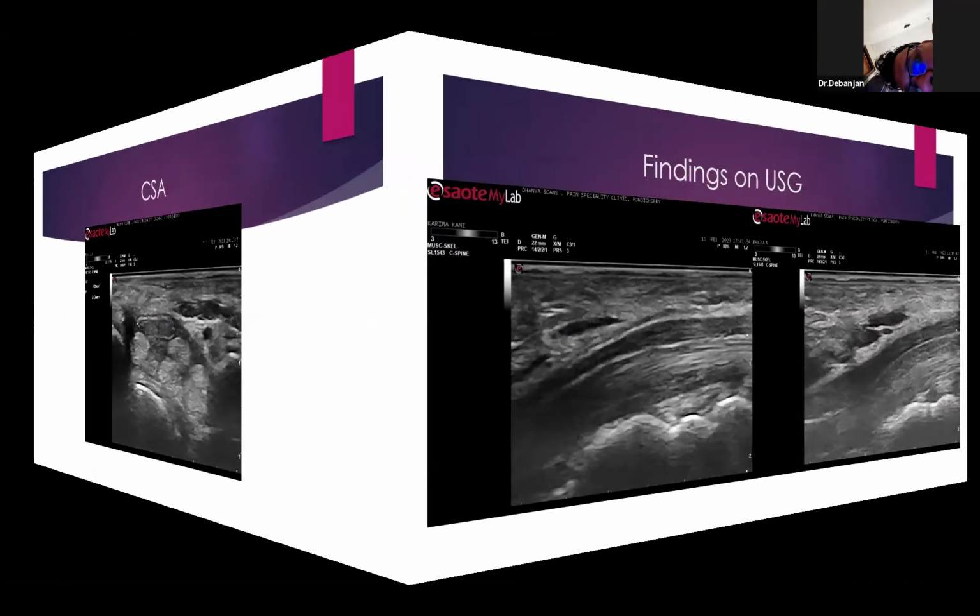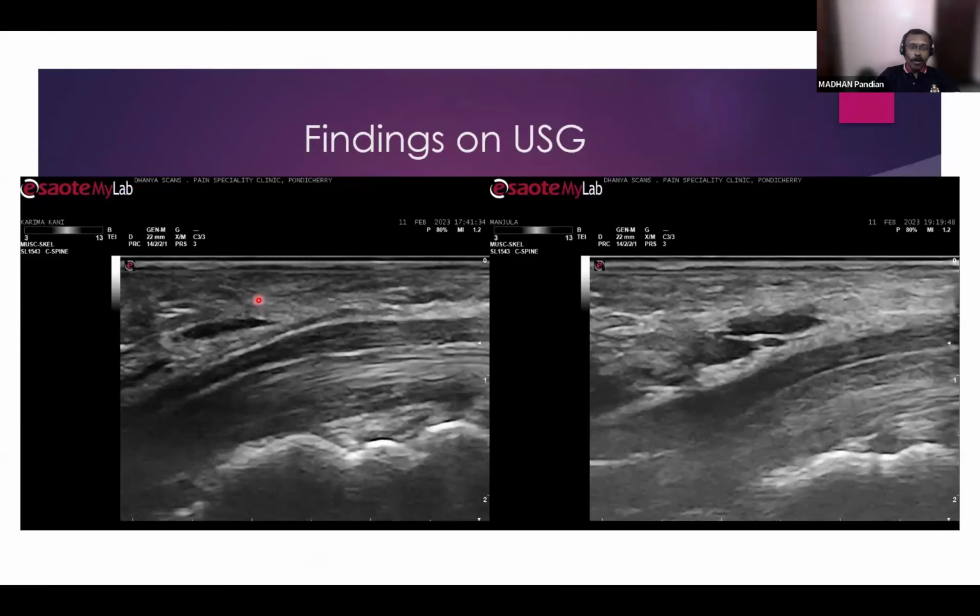So what are the findings which you see on ultrasound? On the long axis, you could see an hourglass-like appearance. That's the transverse carpal ligament compressing the median nerve, and this is the proximal thickening of the nerve. Basically, it's not the thickening, it's basically the venous congestion.